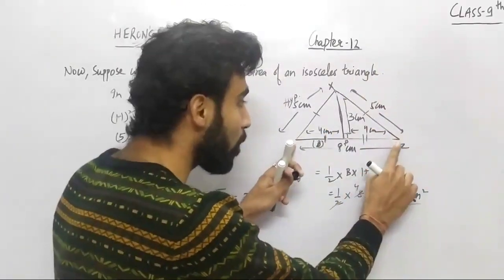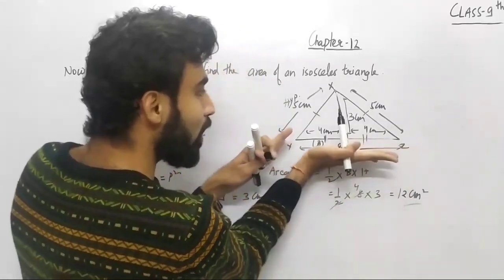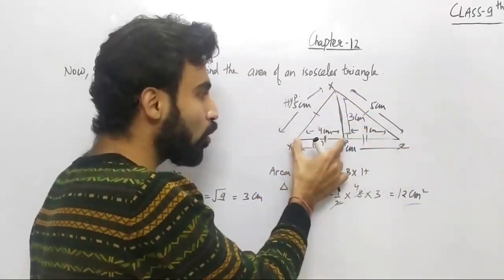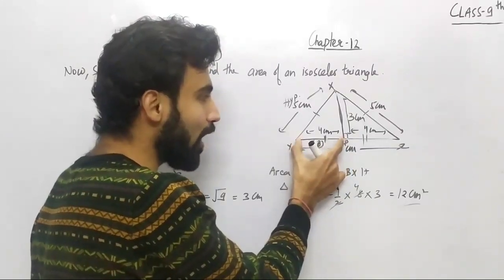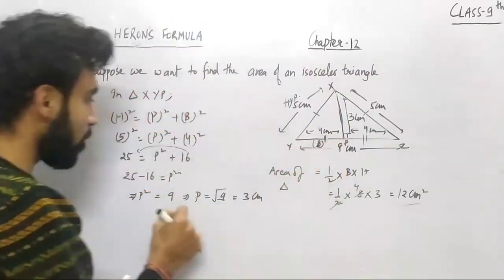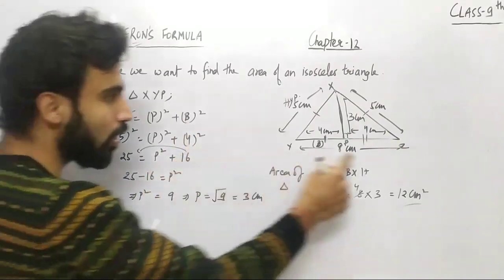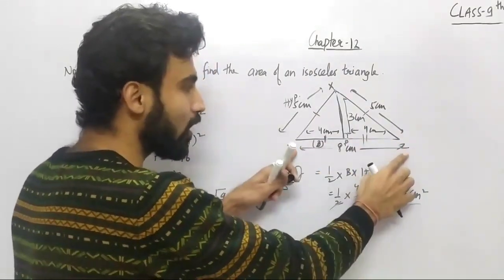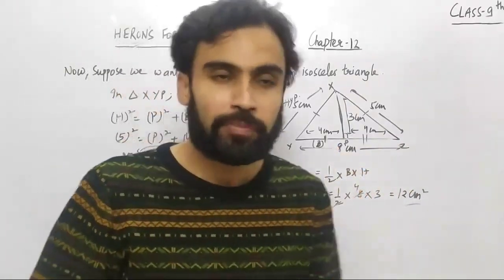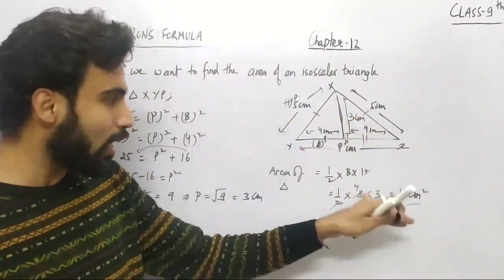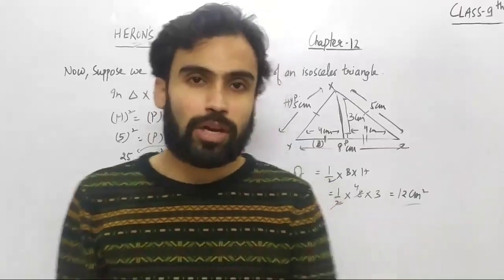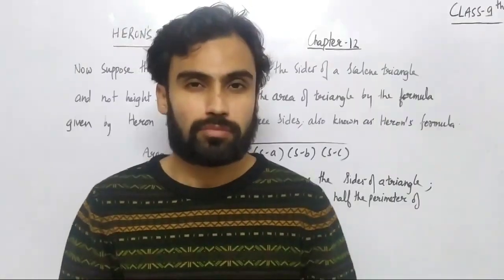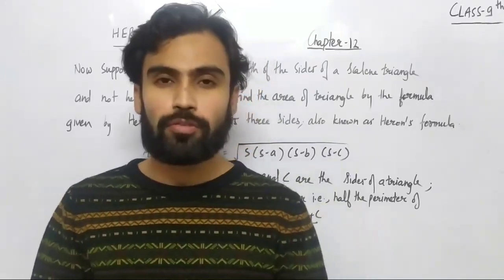Remember this complete YZ is going to be the base here, right? But to find out the height here we are going to use this half side, 4 centimeter, as base. So don't get confused here about the base of the triangle, that is the complete length, that is YZ, that is 8 centimeter, right? So this is how, again with the help of this formula, we have calculated the area of an isosceles triangle here. So students, let us move on further here.